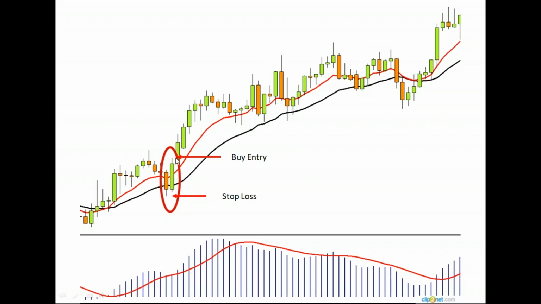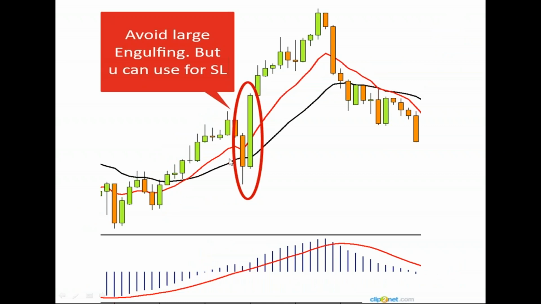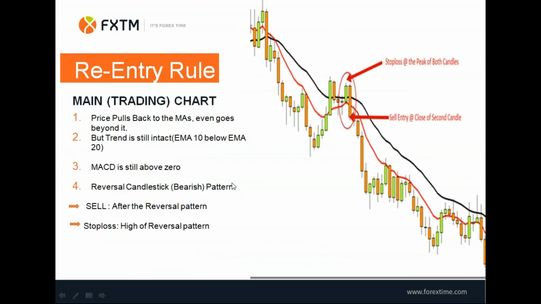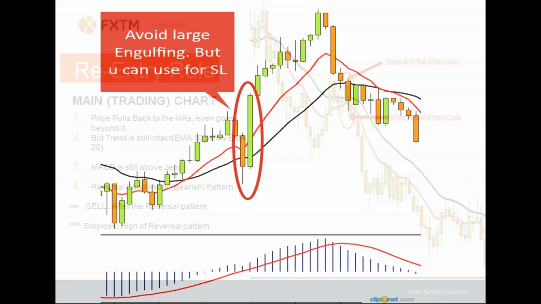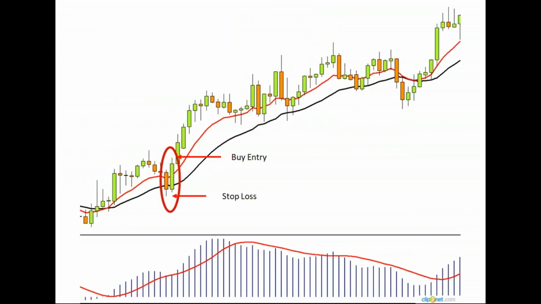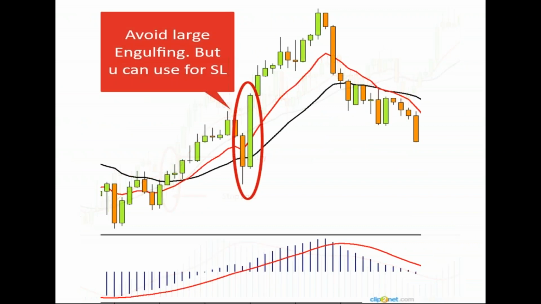So let's go on. You have entered another one here. The stop loss should be right at the bottom, the lowest of the two candles. All right, let's go ahead. Now we would have gone up, and would have had a lot of profit in this situation. Okay, so let's move on.